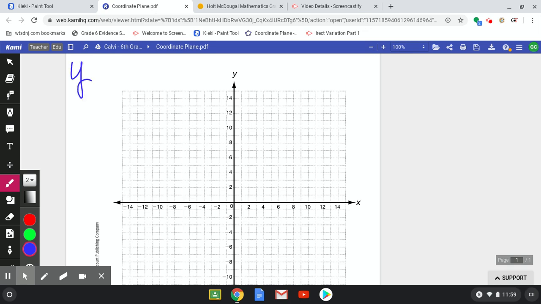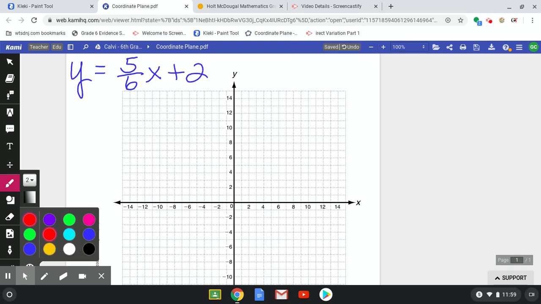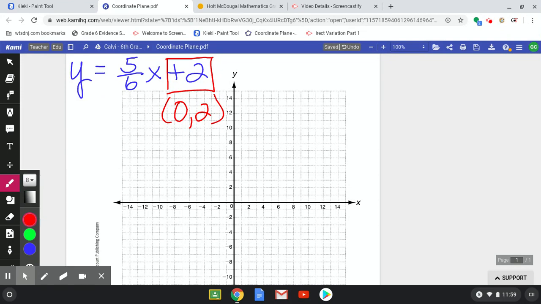So y is equal to 5/6x plus 2. So I'm going to plot my y-intercept first. It's a positive 2, so that's going to be (0, 2). So I'm going to go ahead and go to my origin. My x is at 0, so I'm staying at 0, and I'm going to go up to a positive 2, plot a point. Now I'm using my rise and my run.